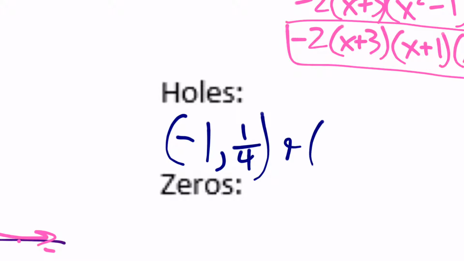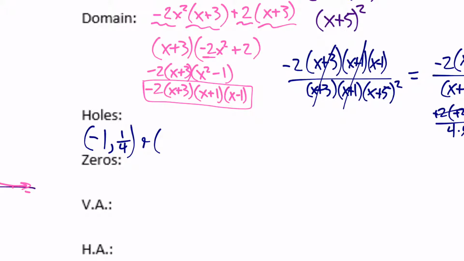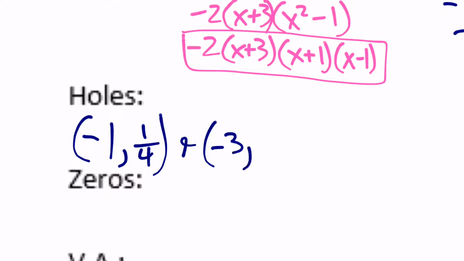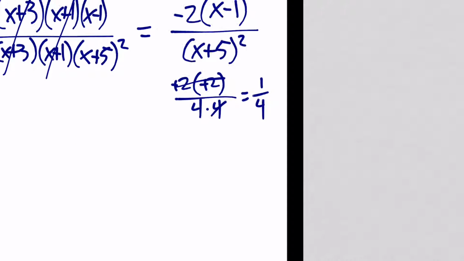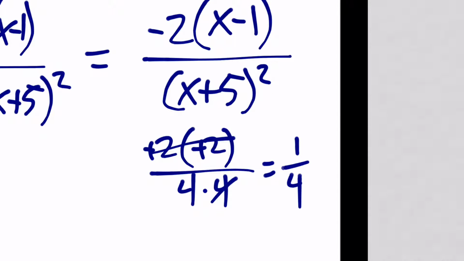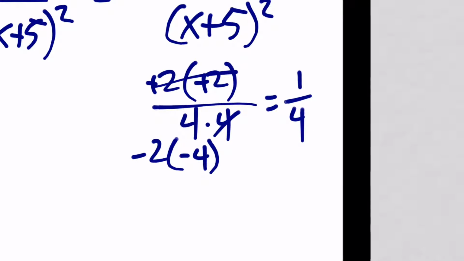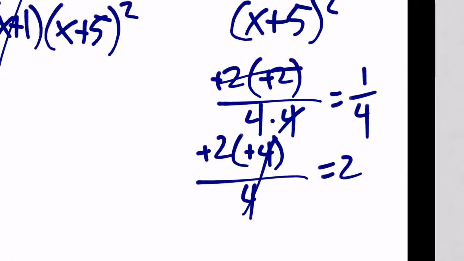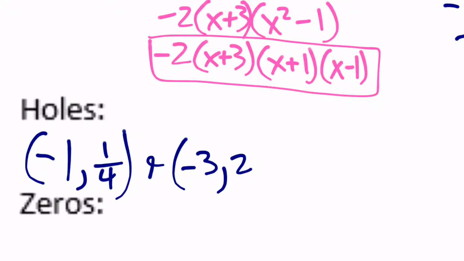And I have another hole, we said, at, what was it, negative 3. So negative 3, comma, let's find the y value. So again, plug in negative 3. So negative 2 times negative 3 minus 1 is negative 4 over negative 3 plus 5 is 2 squared. So I have 2 times 2. Let's just write that as 4, because then I see a double negative and I see a 4 over 4, and I'm left with 2. So my second hole is at negative 3, comma, 2.